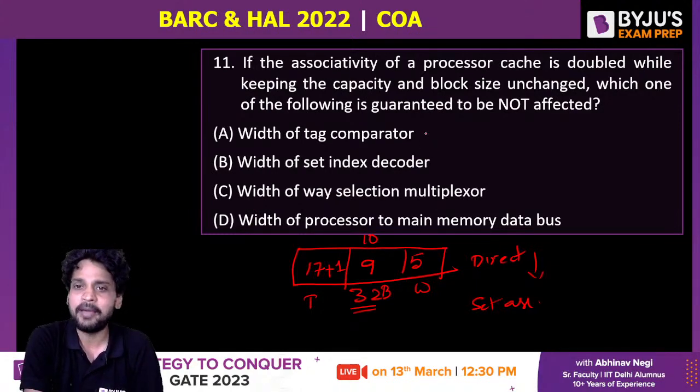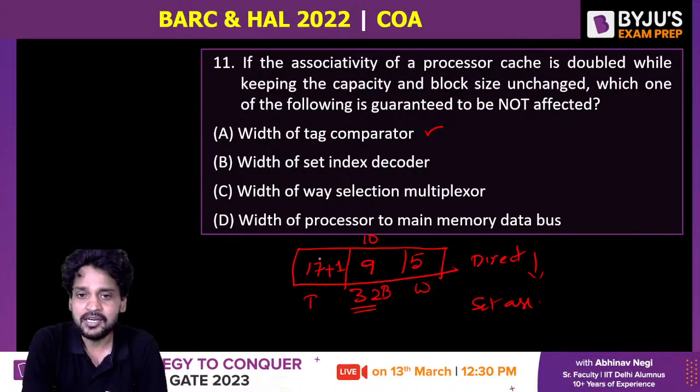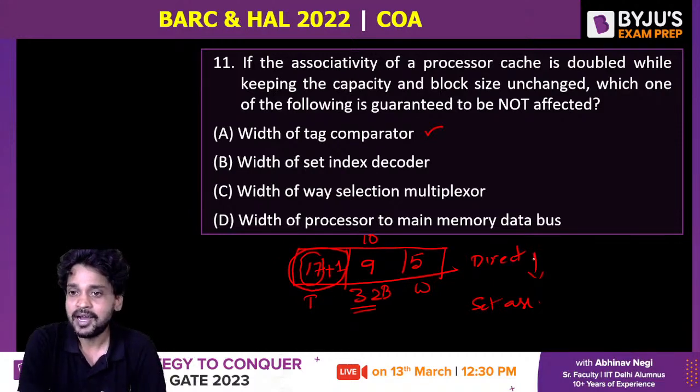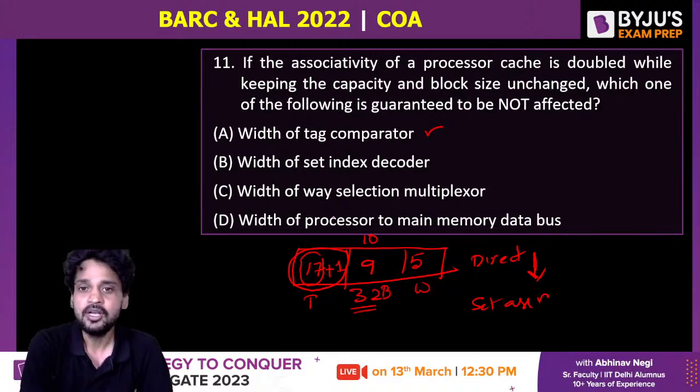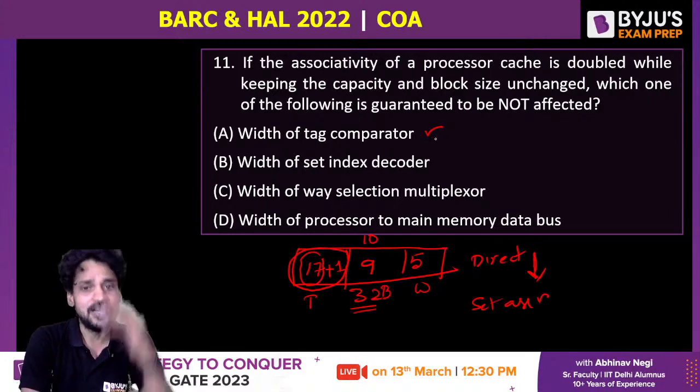Obviously, the tag comparator will be increased. The size of the tag comparator. Earlier, I require a 17-bit comparator. Now, I require an 18-bit comparator because from the direct mapping, I updated my cache to set associative mapping cache. So, comparator size is increased. So, it will get affected.